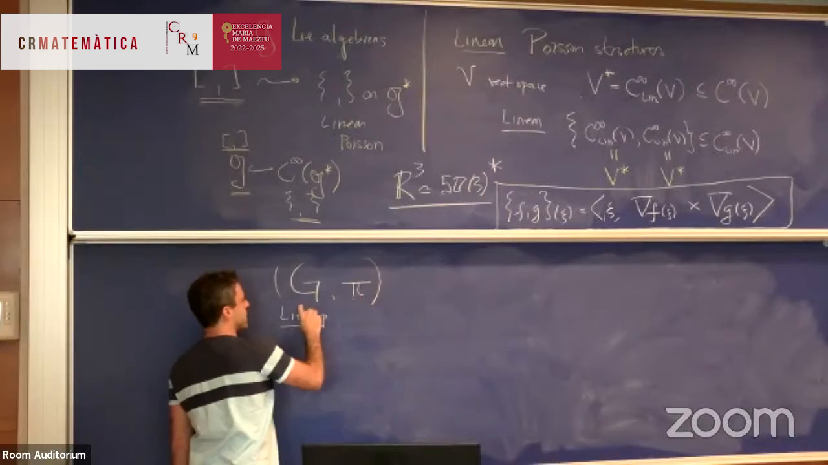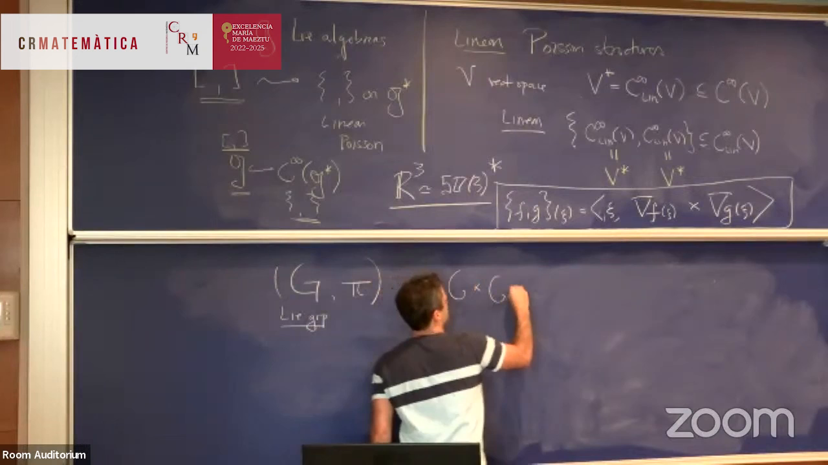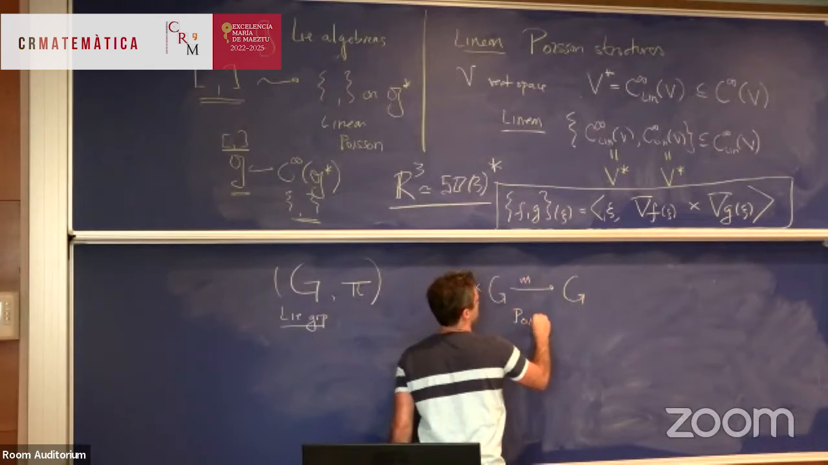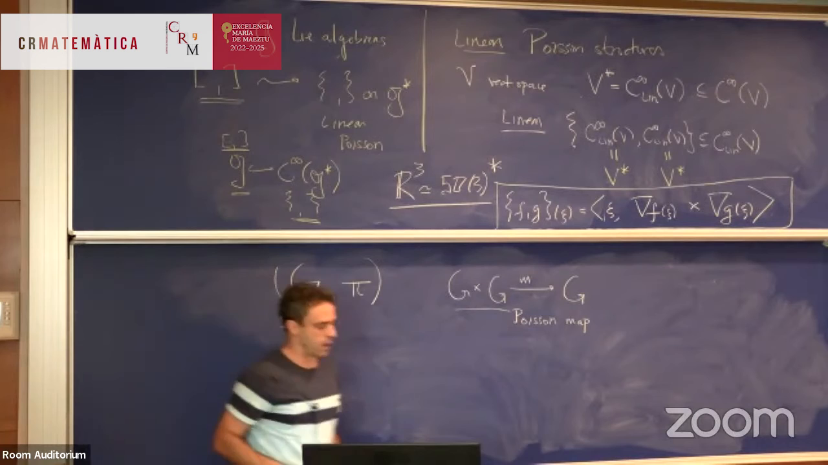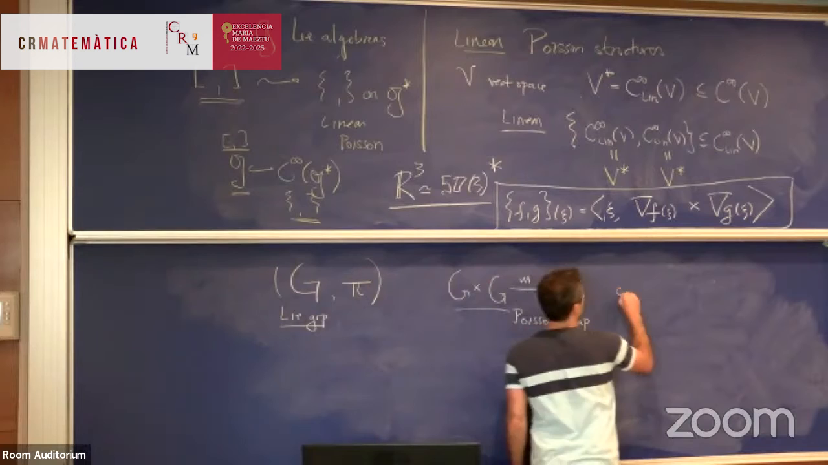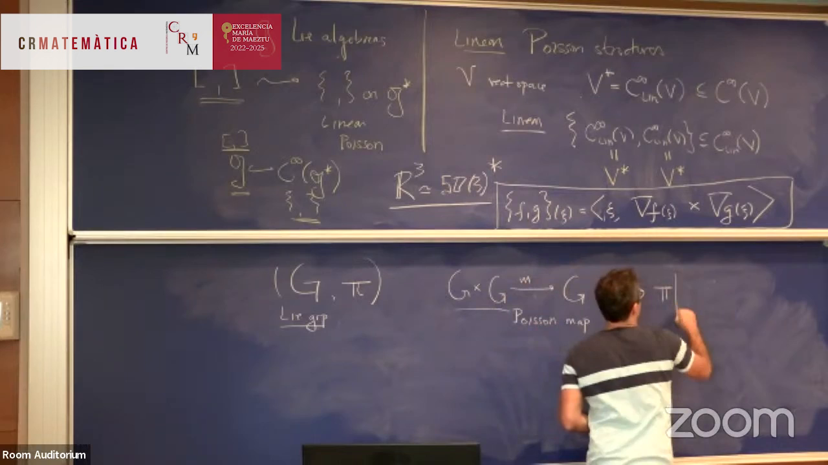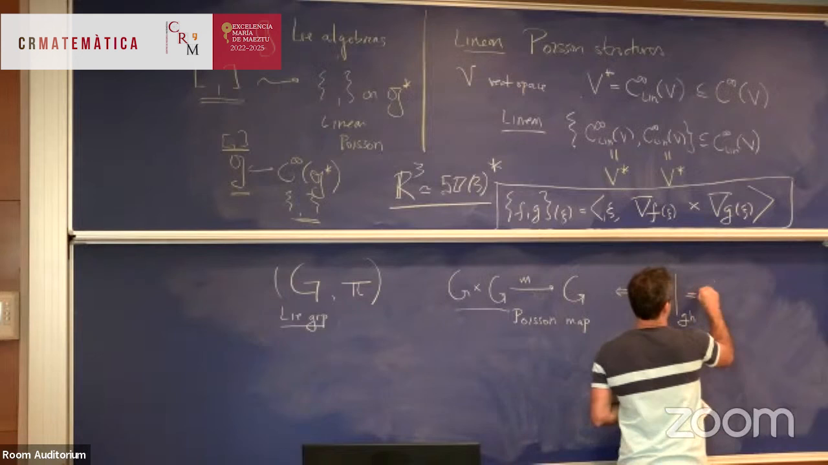There's a compatibility between the Poisson structure and the group, which is that the group multiplication is a Poisson map. Here it puts the product Poisson structure that I mentioned before. It's a very interesting class of Poisson manifolds. You can check that this is equivalent to the following condition: that the bivector at a point which is the product of G and H is left pi H plus right pi G.